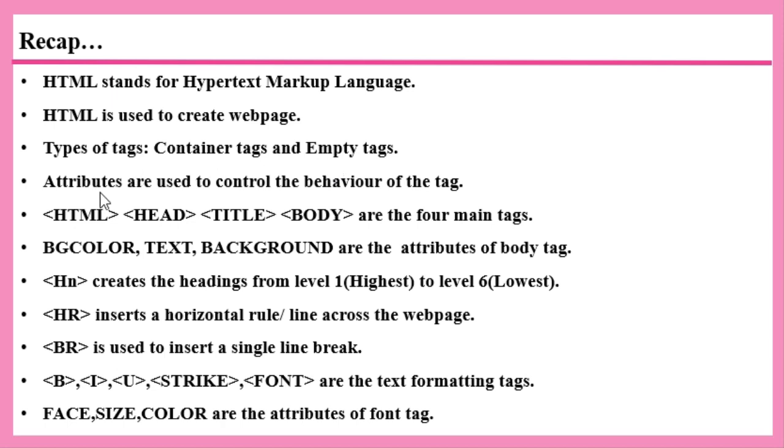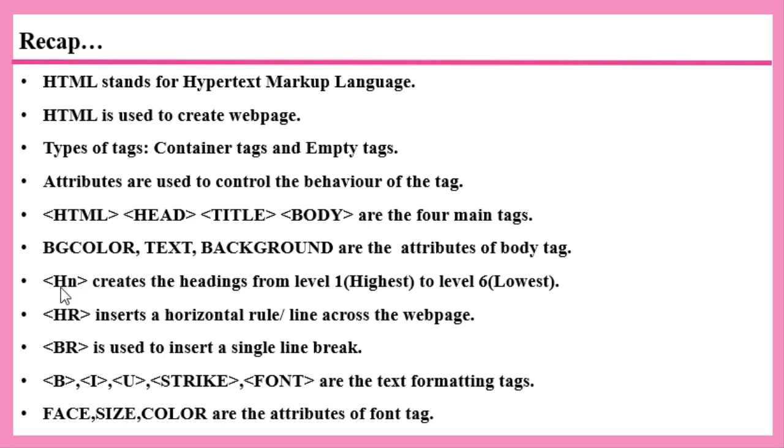And what is the use of attribute, children? It is used to control the behavior of the tag. It tells the browser how the web page should be. And children, in order to design any web page, we require 4 main tags, that is HTML, head, title, body. So these are the 4 main tags. BG color, text, background are the attributes of body tag. With the help of BG color, you can give the background color, and you can give the text color with the help of text. With the help of background, you can insert a picture to the background.